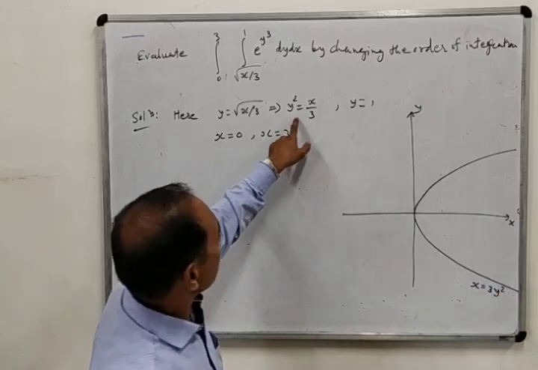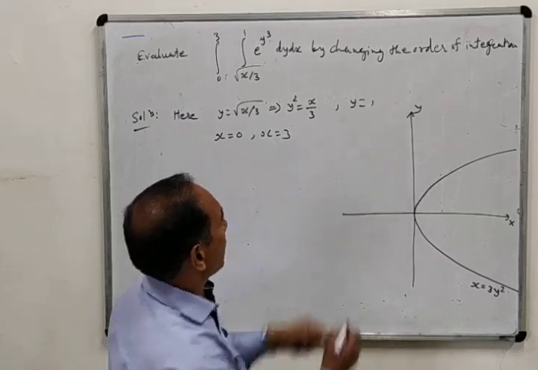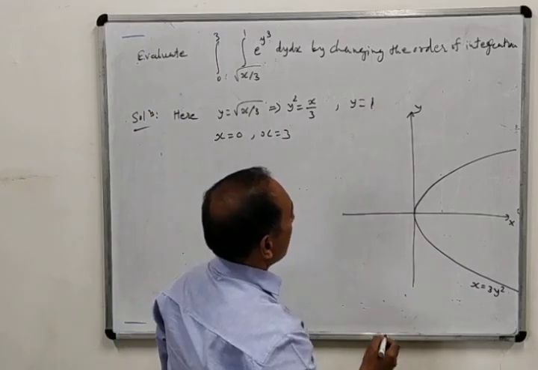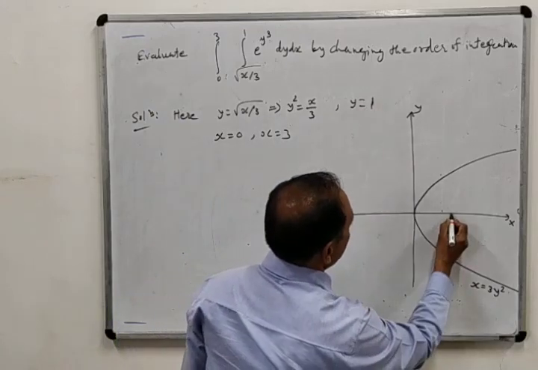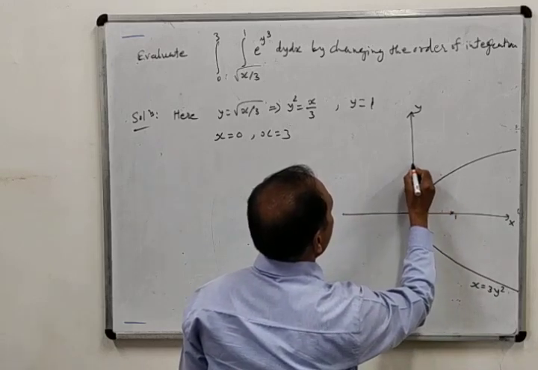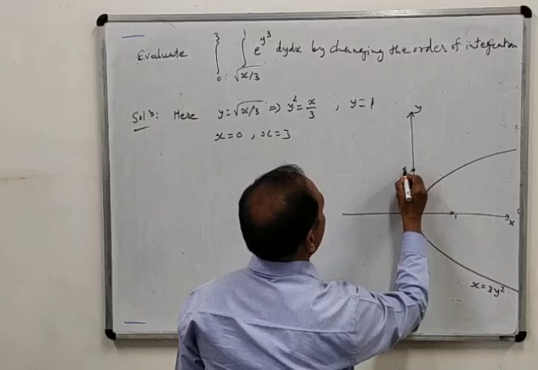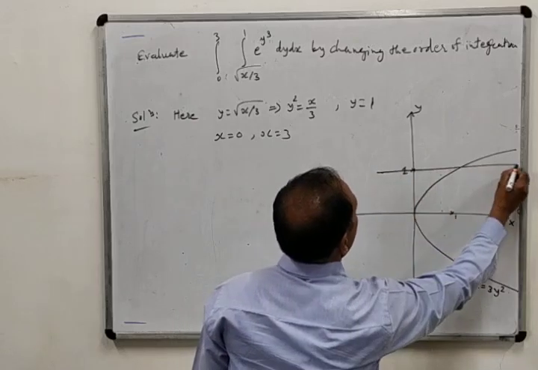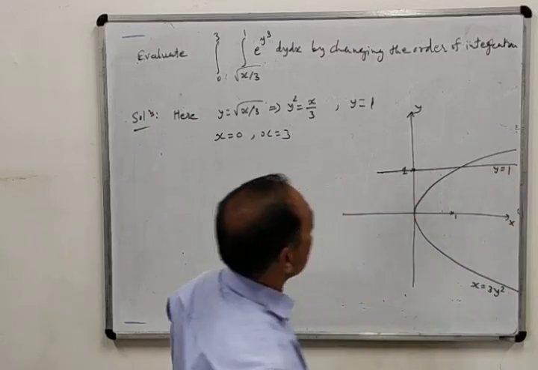Okay, this is the equation. And y equal to 1, we will draw it. Suppose it is y equal to 1. Y equal to 1 is suppose here. So this is the line, this one. So it is y equal to 1.